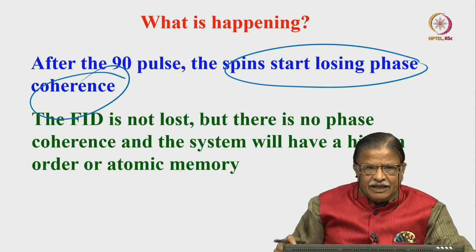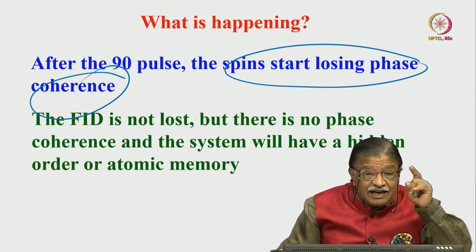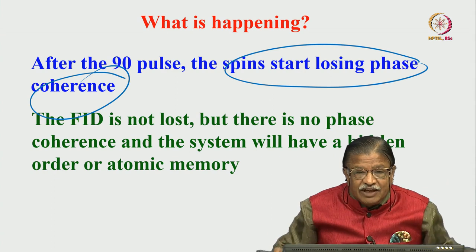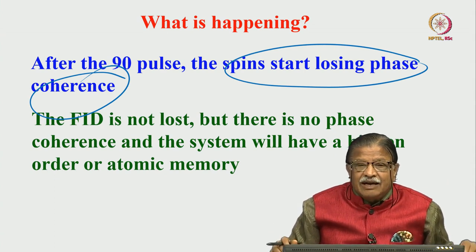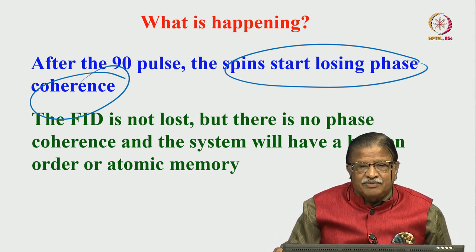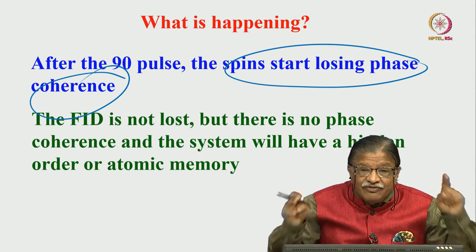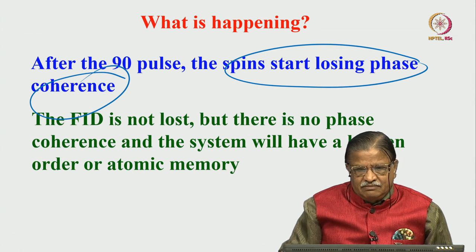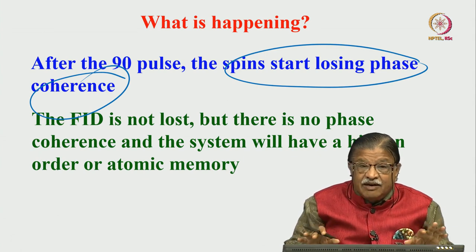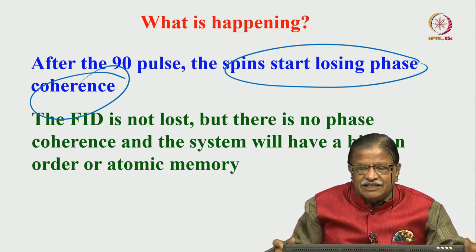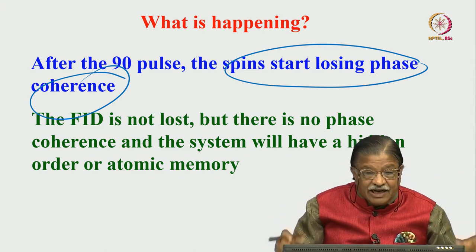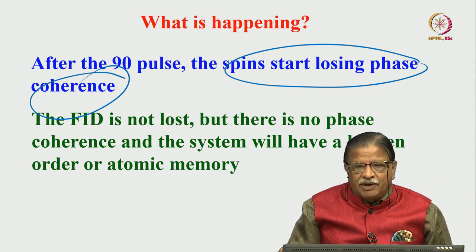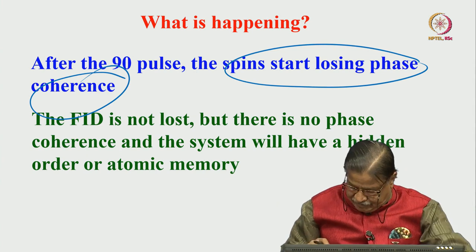And then, the FID is not lost. After some time, things would have dephased, and it is a common assumption that we have lost the FID. No, the FID is not lost, only the phase coherence is lost. There is a decoherence, phase is lost, but the FID is not lost. And the system will have some sort of a hidden memory. It is called atomic memory. Spins will have some atomic memory.